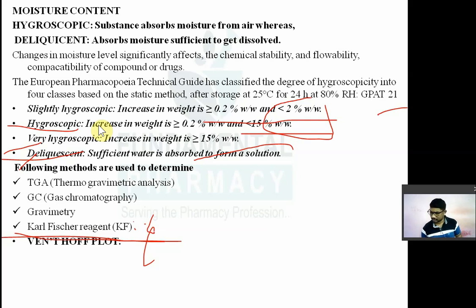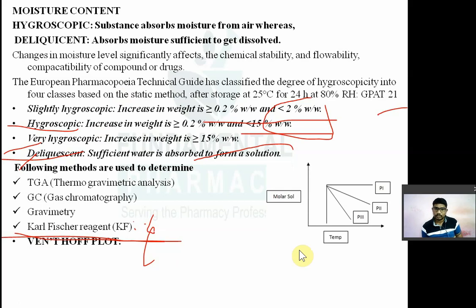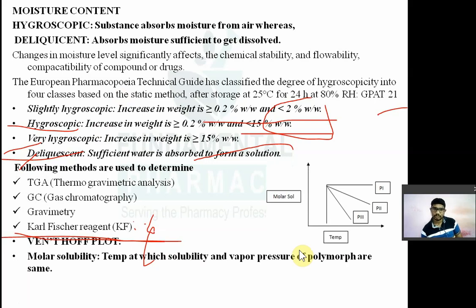Now next one is the Van't Hoff plot. So Van't Hoff plot is nothing but if you plot the molar solubility of a compound on the y-axis versus temperature, you will get this Van't Hoff plot. इसके ऊपर भी क्वेश्चन आता है, what is meant by Van't Hoff plot? It is the temperature at which the solubility and vapor pressure of the polymorph are the same. If you plot temperature versus molar solubility, you will get a Van't Hoff plot.